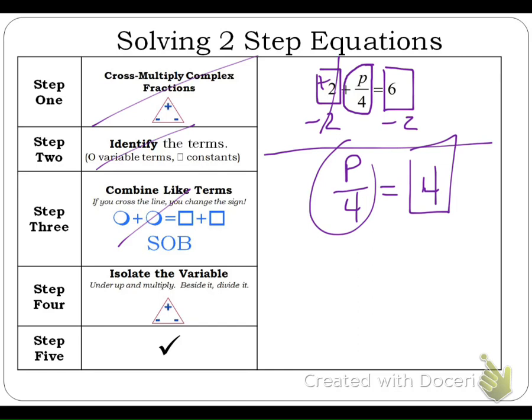Now you need to isolate your variable from its coefficient. So we have a coefficient of 4. That's the 4 that's under our variable right now. How do we get rid of it? If it's under, you move it up and multiply. So we times both sides by 4. That reduces those 4s, cross cancels them. You get p is equal to 4 times 4 is 16.